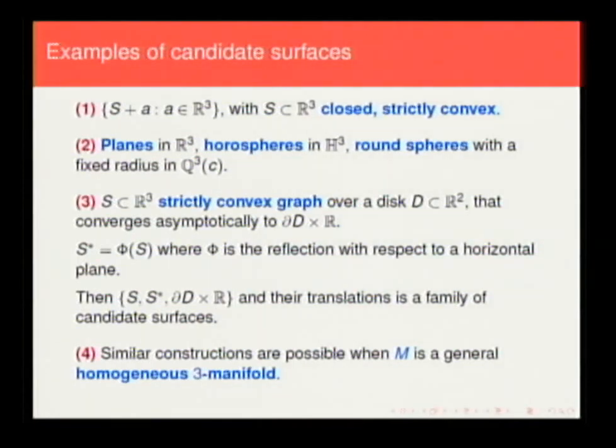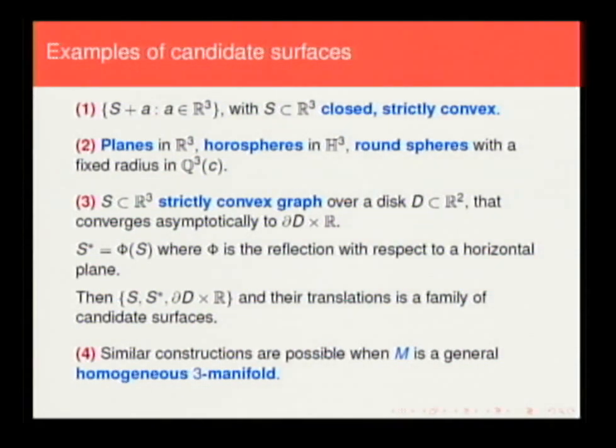But this construction is in space forms. In general, similar constructions to this kind, to 1, 2, or 3, are possible when we consider M as a homogeneous three-manifold. This is possible in general.